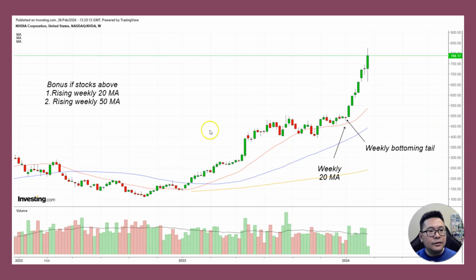And sometimes you can go to the weekly chart. This is a weekly chart of NVIDIA. It's a bonus if the stock is above the rising weekly 20 MA. This red line is the rising weekly 20 MA, and the breakout happens here. And if the stock is also above the rising weekly 50 MA, which is this red line, and is rising, this is a bonus, and it hints at more bullish moves in the weekly chart. Here we have a weekly bottoming tail as well, which points to the stock rejecting going lower, and you can buy the breakout and ride it higher.